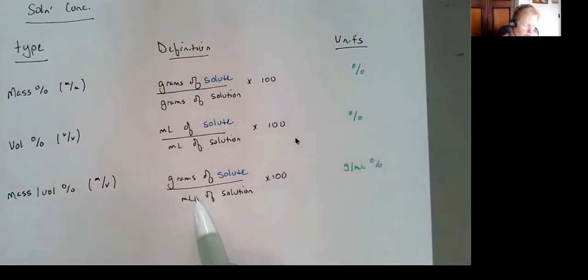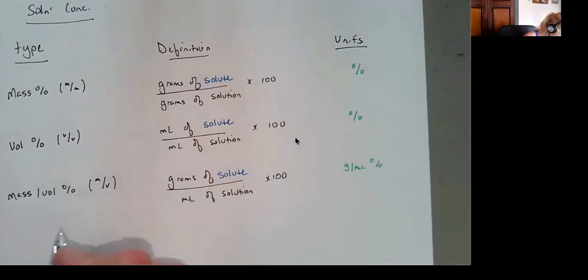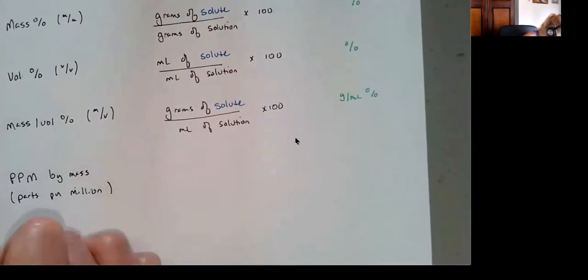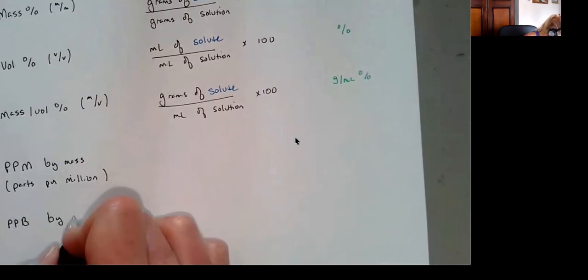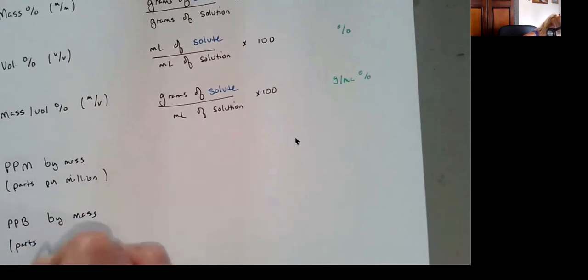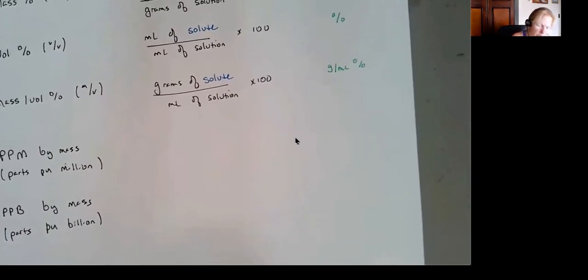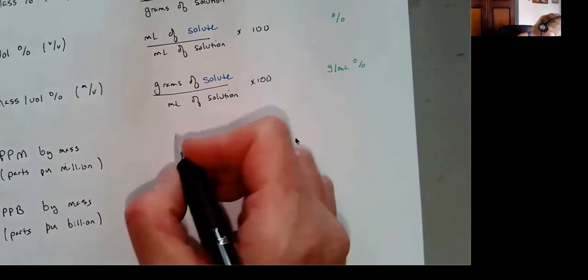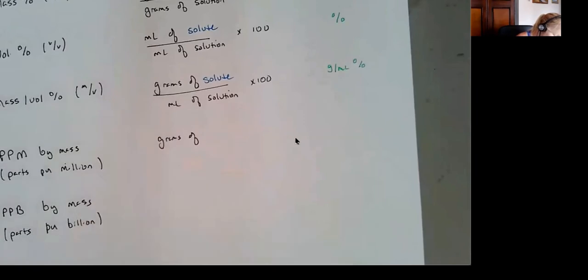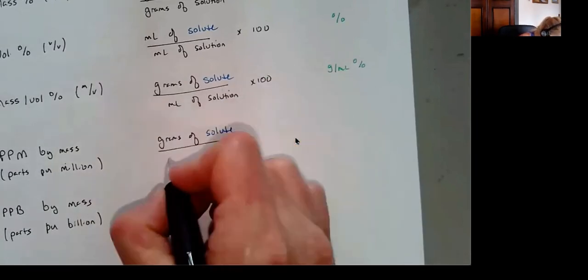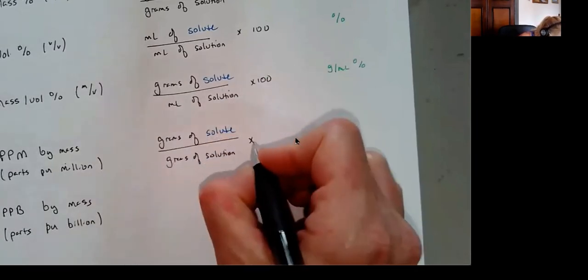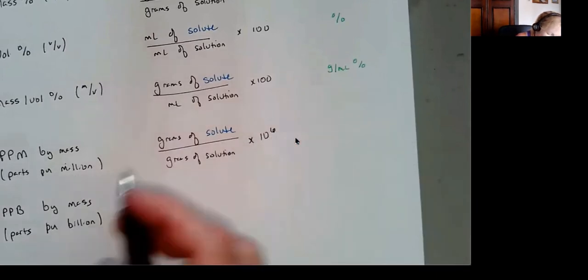This also is going to give me units of grams per milliliter percent. So now my units don't cancel out. If you see ppm by mass, that means you have parts per million, or ppb by mass, then I have parts per billion. These look very similar to mass percent. Instead of multiplying by 100, you multiply by 10 to the 6th or 10 to the 9th. So this would be grams of solute over grams of solution times 10 to the 6th. That's where your million comes into play.